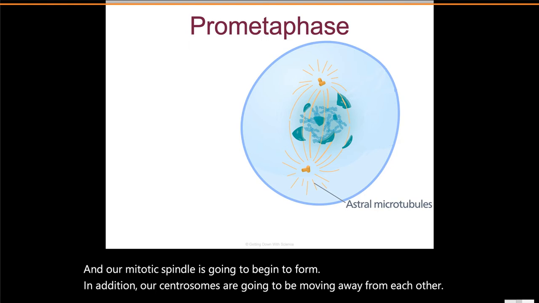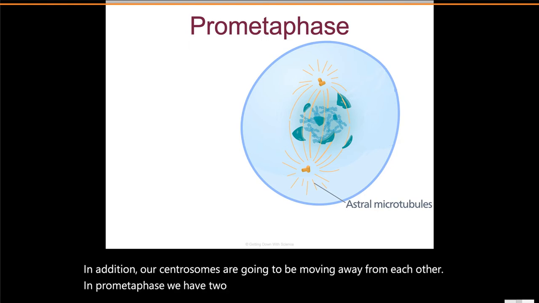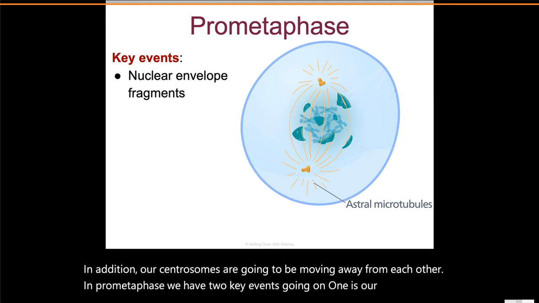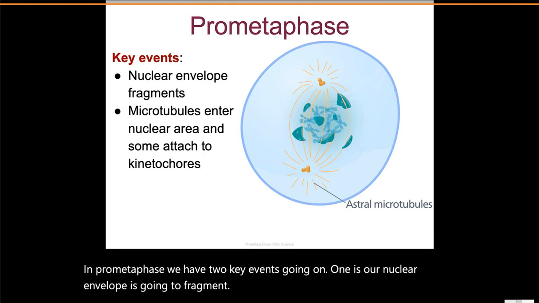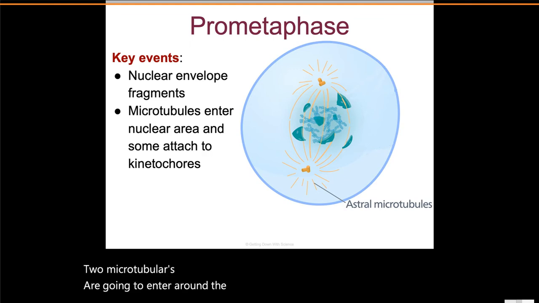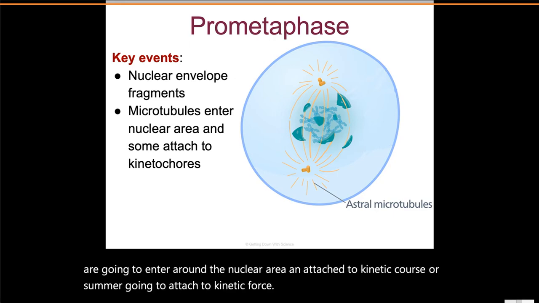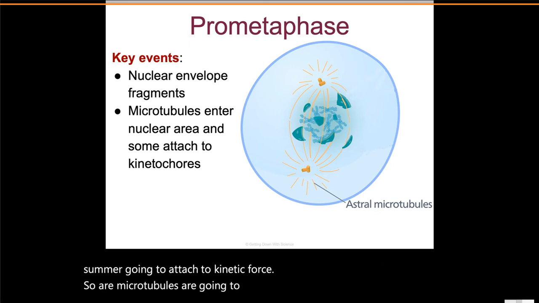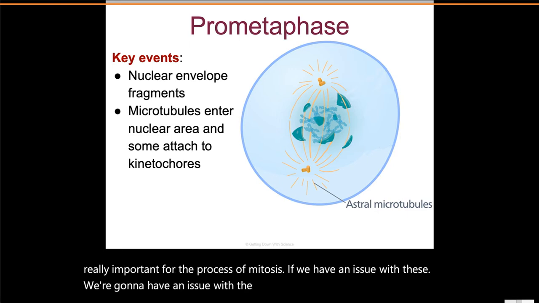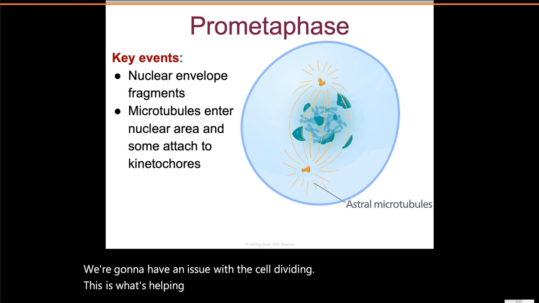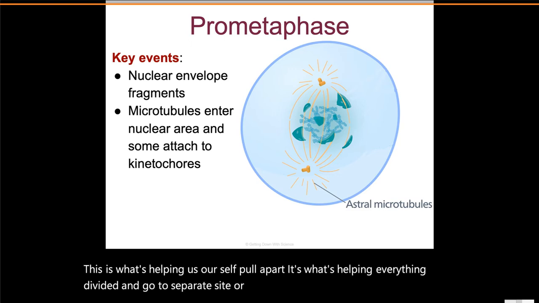In prometaphase, we have two key events going on. One, our nuclear envelope is going to fragment. Two, microtubules are going to enter around the nuclear area and attach to kinetochores, or some are going to attach to kinetochores. So our microtubules are going to allow us to actually have the cell divide. It's really important for the process of mitosis. If we have an issue with these, we're going to have an issue with the cell dividing. This is what's helping our cell pull apart. It's what's helping everything divide and go to separate sides, or to opposite poles.